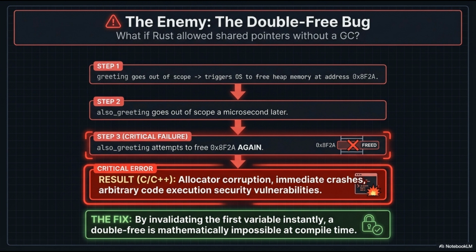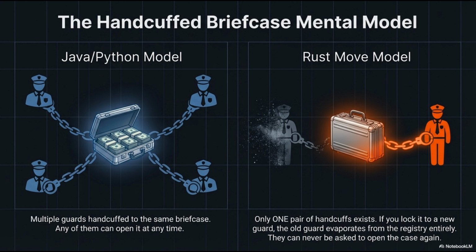Okay, I want to refine my old mental models here. In Java, assignment is like hiring multiple security guards and handcuffing all of them to the same briefcase full of cash. That's a chaotic visual, but yes, any of them can access it. Right. But in Rust, it's like there's only one pair of handcuffs in existence. If you take the briefcase and handcuff it to a new security guard, the old guard literally ceases to exist. They evaporate. Yeah, they just vanish. You cannot ask them to open the briefcase anymore. The old guard is struck from the compiler's registry because shifting the burden of memory safety entirely to compile time means the compiler must mathematically prove that a double free is impossible before the code even runs.